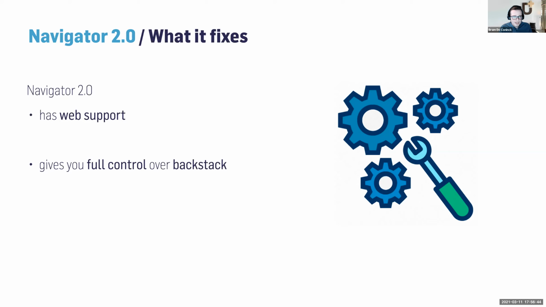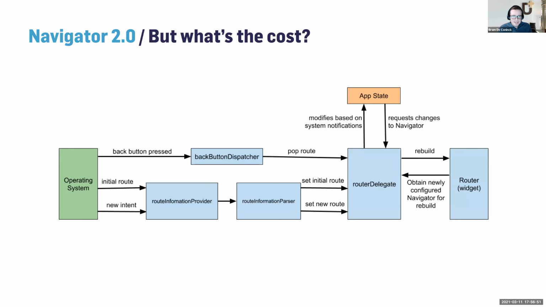So this all sounds pretty good, right? It just fixes the problems that you have with Navigator 1.0. But is there a cost to it? Well, this is a diagram showing you how Navigator 2.0 works. I wish I had my cursor to show you things, but apparently I don't.